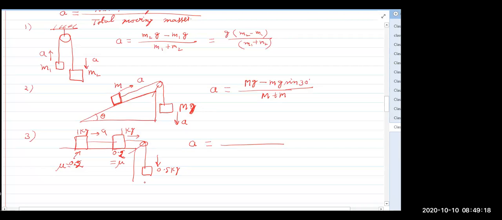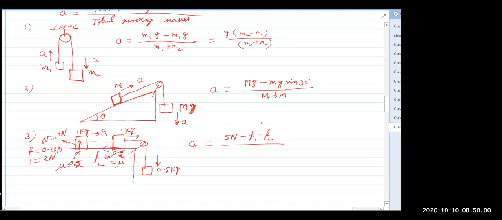So the net pulling force: the 5 kg is equivalent to 5 Newton. 5 Newton is the pulling force. And then what are the opposing forces? Friction here and friction here. How much will the friction be? 1 kg means the normal will be 10 Newton, and the friction here will be 0.2 into normal, that is 2 Newton. Similarly here also the friction is 2 Newton. So we can write F1 and F2 as opposing forces.